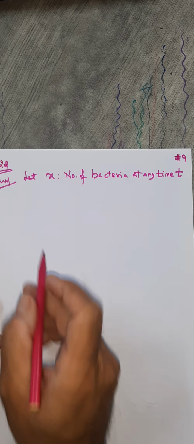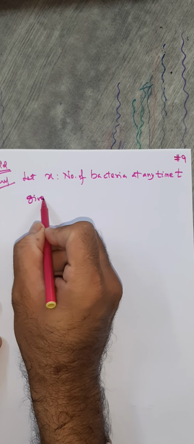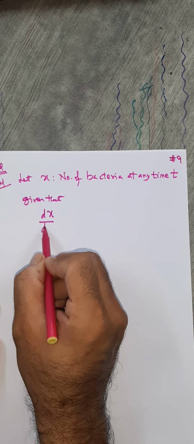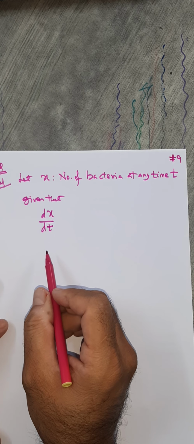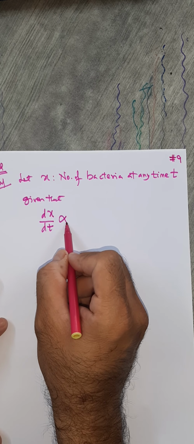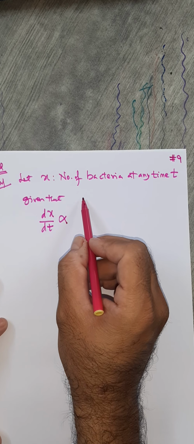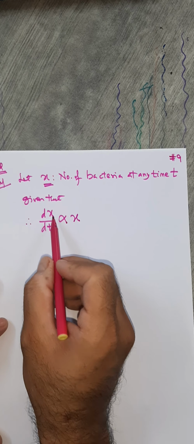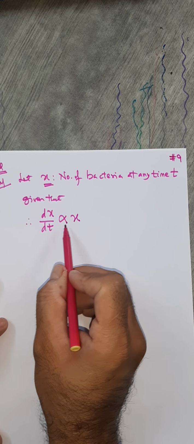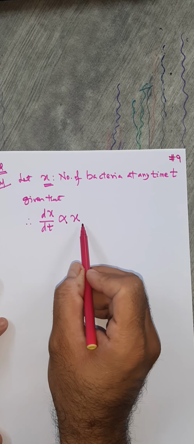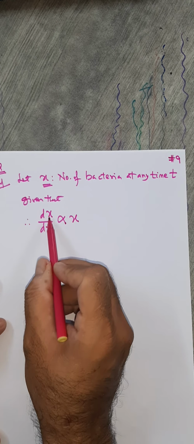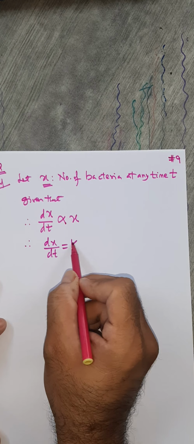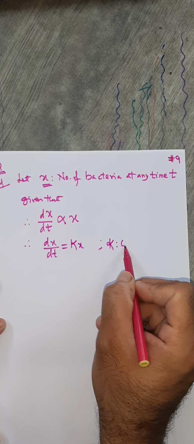Rate of growth of bacteria. So you are given that change in the bacteria with respect to time. Growth of the bacteria means change of the bacteria is proportional to the number present at that time. What's the number present at that time? That is x. Rate of growth of the bacteria is proportional to the number present at any time t, right? So dx by dt is proportional to x. So you can say that dx by dt equals to kx, where k is a constant of the proportionality.